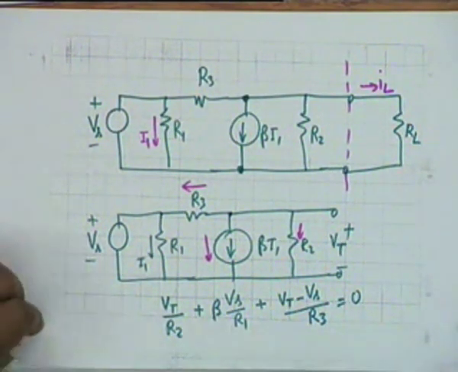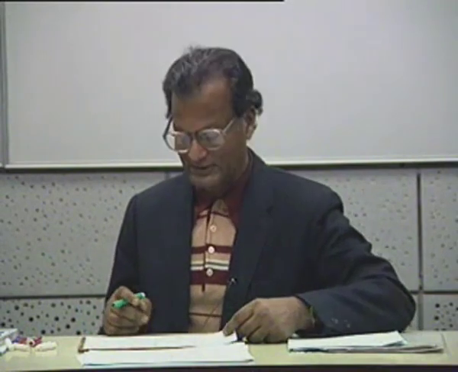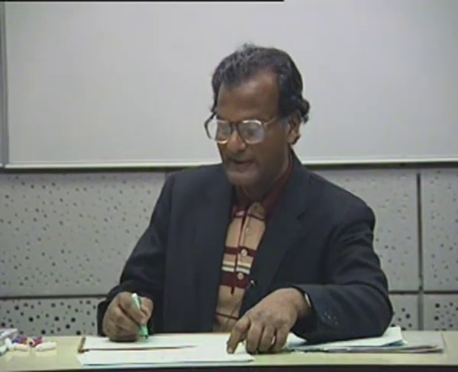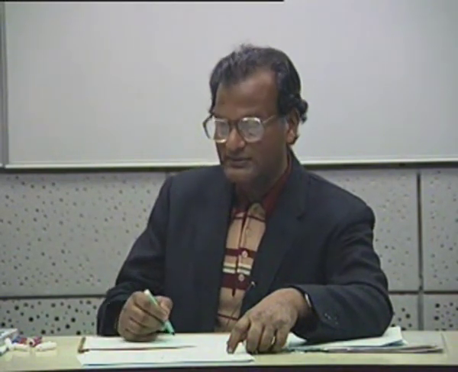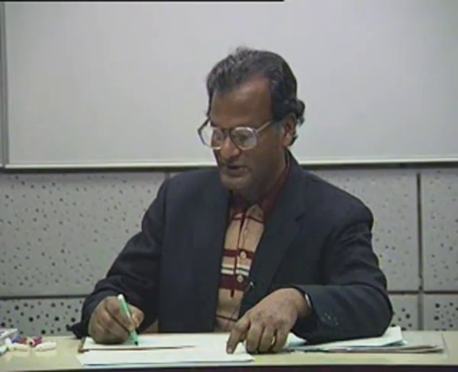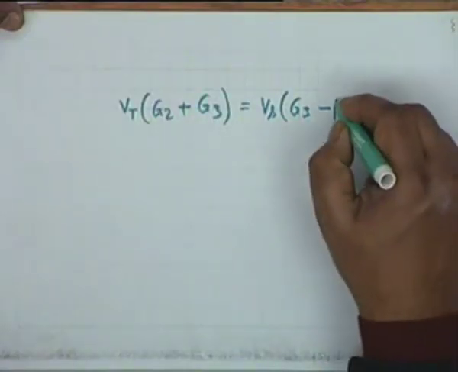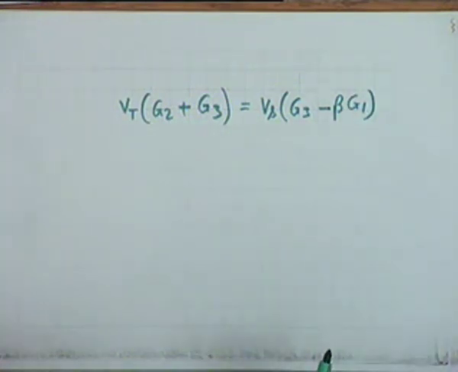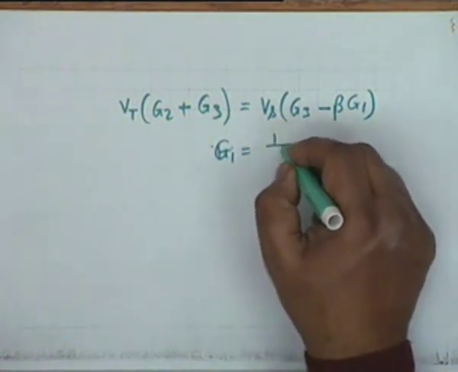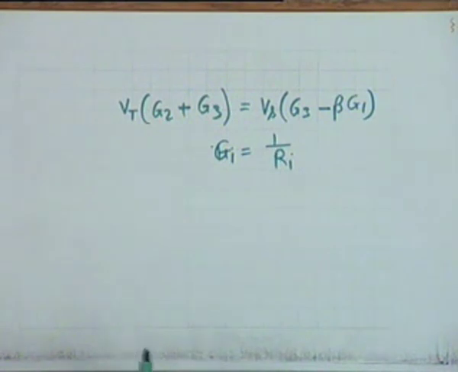If I use this symbol 1 by R equal to G, capital G, then VT can be written in one stroke, that VT times G2 plus G3 shall be equal to Vs, I take them to the right hand side, G3 minus beta G1. Is that okay? Is that all right? Where I have used GI as equal to 1 over RI. GI obviously is conductance. What is the unit? Mhos. All right.